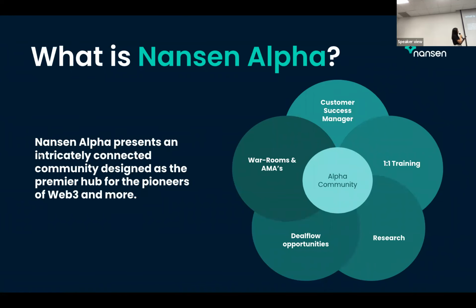Yeah, so what Alpha is, I'm an RA in Alpha. So Alpha is actually like a community essentially. Our customers are mostly retail whales as well as funds. So in order to be a part of Alpha, they need to have a certain AUM under holdings.